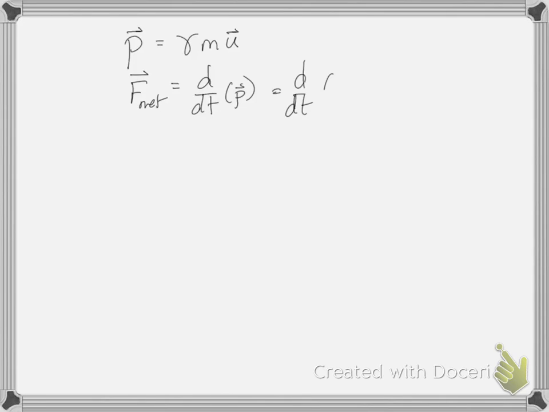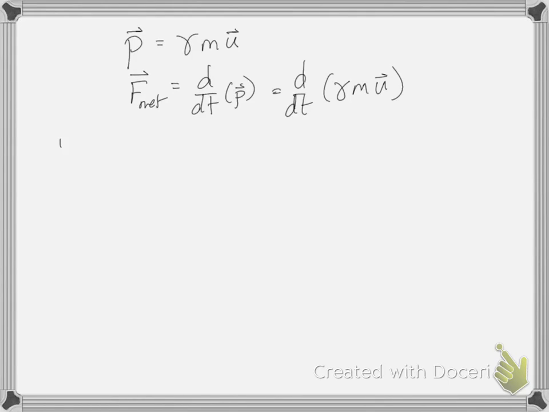Okay, so just deriving what we were talking about in class today. If the momentum of a particle of mass m is gamma mu, and the net force, or Newton's second law, tells us that it is the time derivative of momentum, it is therefore d/dt of gamma mu.